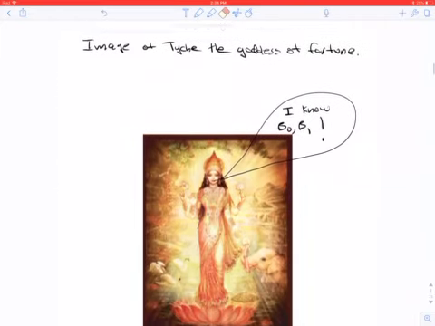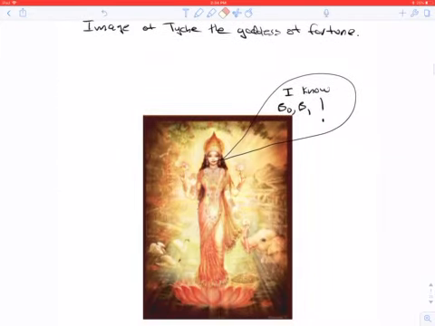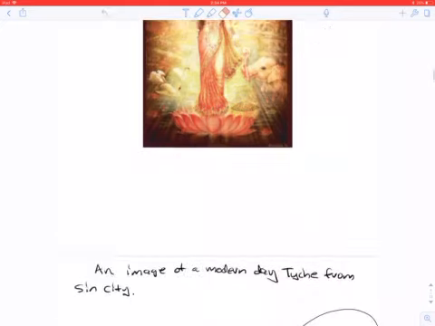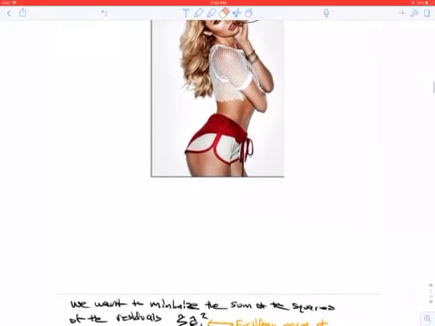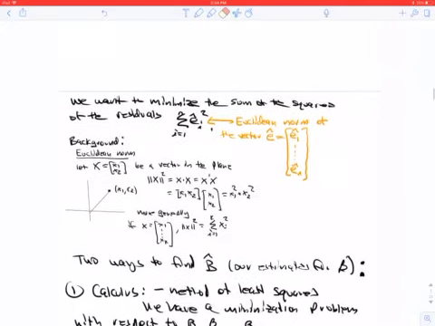Who is Tyche? Tyche is the goddess of fortune, and Tyche knows what beta 0 and beta 1 are. There are different versions of Tyche depending on your preference.